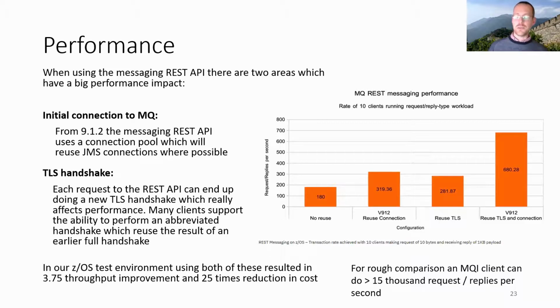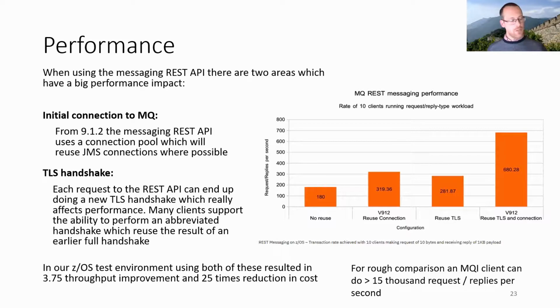But it is actually possible to do something called an abbreviated handshake, where if you're going to issue multiple REST APIs to the same backend, the first one results in a full TLS handshake, and then subsequent ones make use of the results of that earlier TLS handshake. And if you do that, and that's something you switch on in your programming language, in your programming environment, rather than being an MQ thing, that also speeds things up.